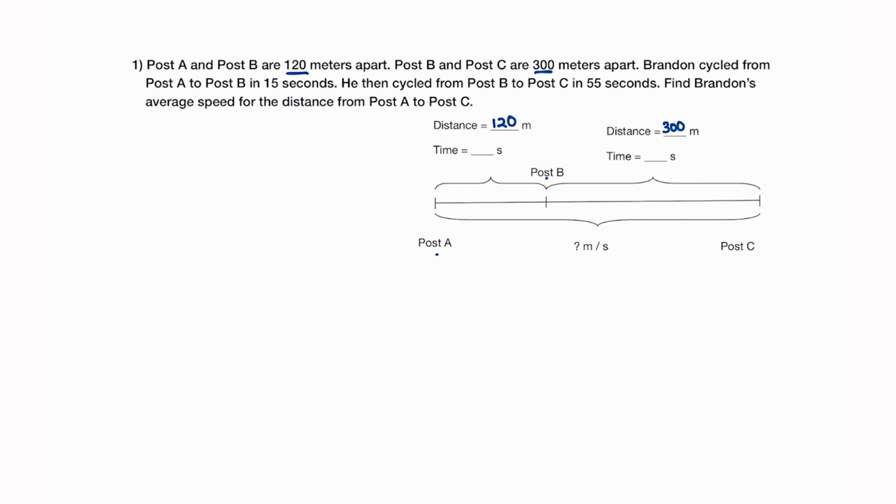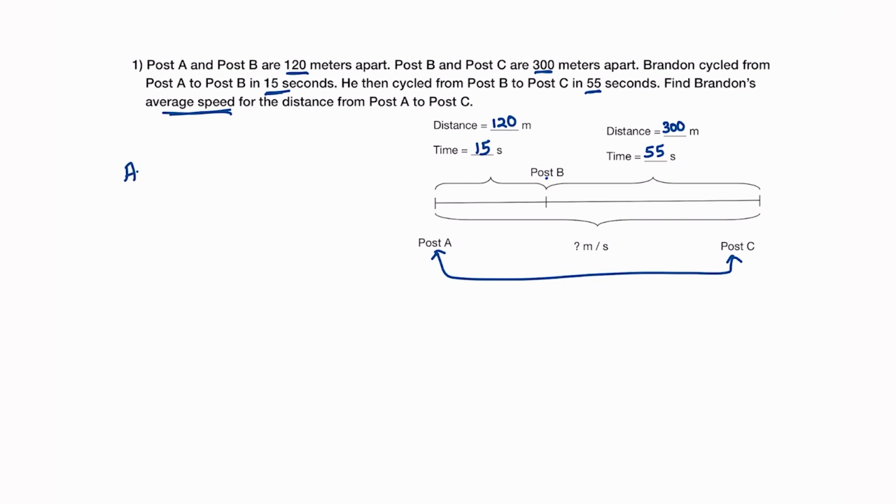Let's underline as well. Brendan cycled from post A to post B in 15 seconds. So we write here 15 seconds. He then cycled from post B to post C in 55 seconds. Find Brendan's average speed. So we have to find his average speed for the distance from post A to post C. Okay, and how do we do average speed?